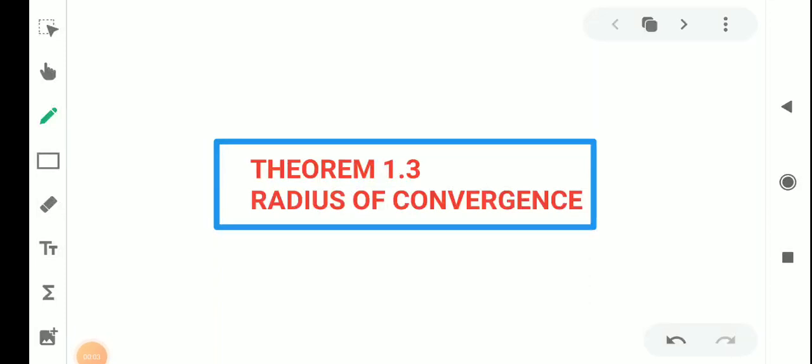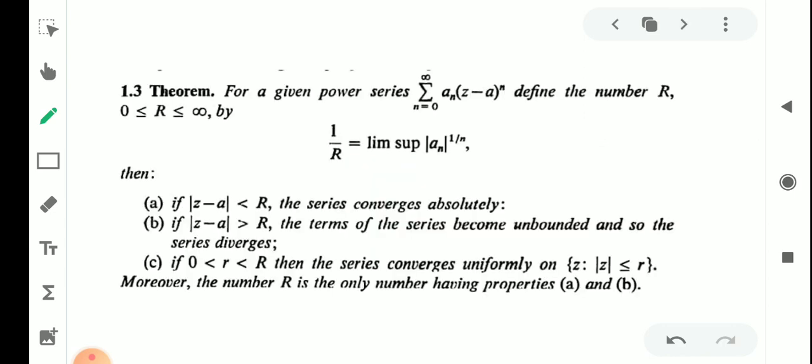In this video, we are going to discuss a theorem and the definition of a radius of convergence of a power series. We have Theorem 1.3, the statement: for a given power series sigma n equal to 0 to infinity a n (z minus a) raised to n, define the number capital R, 0 less than or equal to R less than or equal to infinity, by 1 by R equal to limit supremum of mod a n raised to 1 by n. Then we have three statements.